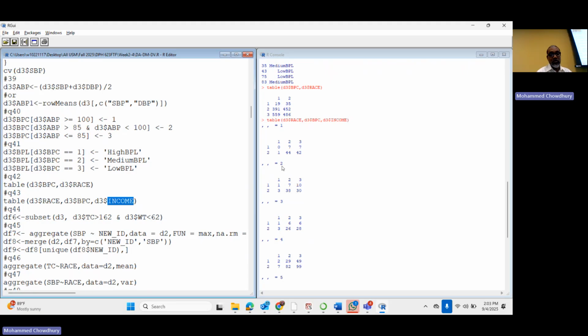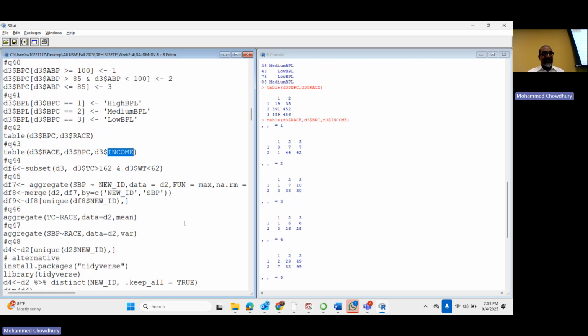This is income category 2. This is income category 3. Each of them has blood pressure category 1, 2, 3. And then each also has 2 races. Trivariate. Okay. So now I want to subset the data.